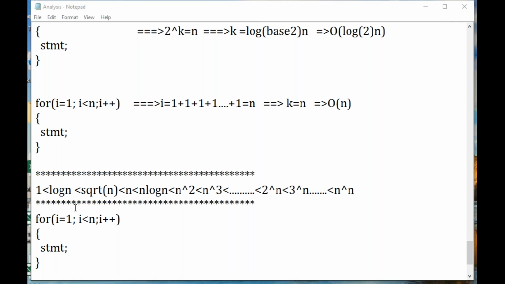Next here, i value is n. Let me change the condition where my i value is greater than or equal to n, followed by i equals i by 2. If this is the scenario given, how can I calculate it? Here, I'm going to perform a division operation. i by 2, not 1 by 2, i by 2. Here, I'm performing a division operation, guys, not multiplication or addition. Let us assume what you're going to do.